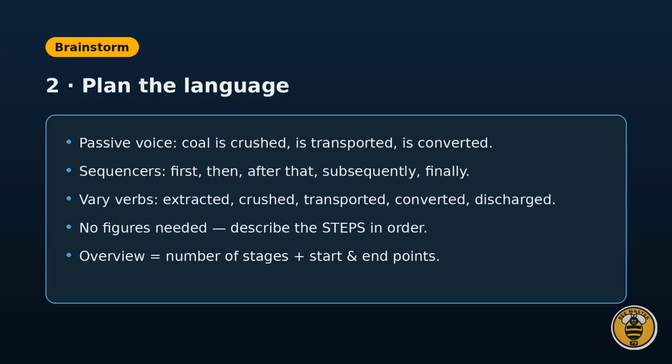Second, plan the language. Process diagrams love the passive voice. Coal is crushed, is transported, is converted. Use a range of sequences so you never repeat the word "then". And remember, there are no numbers to report here, so simply describe the steps in the correct order.